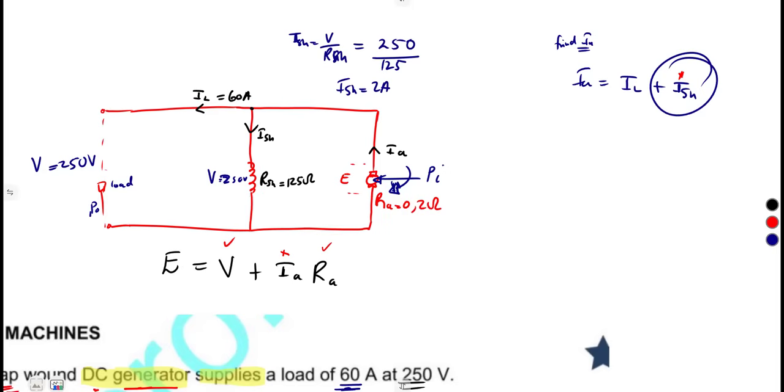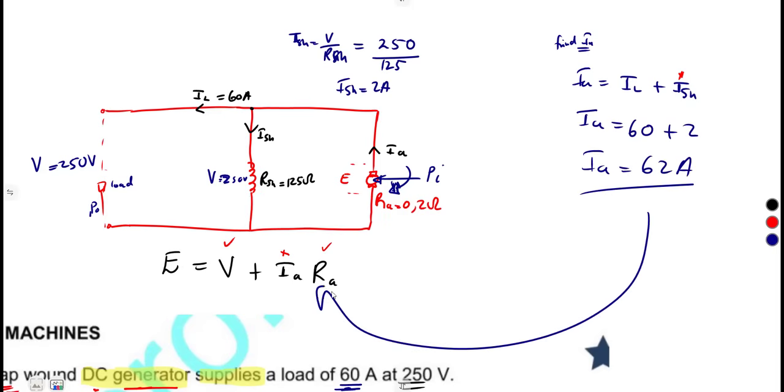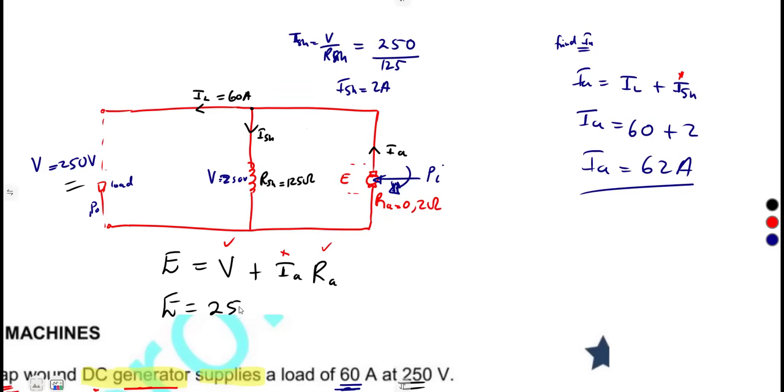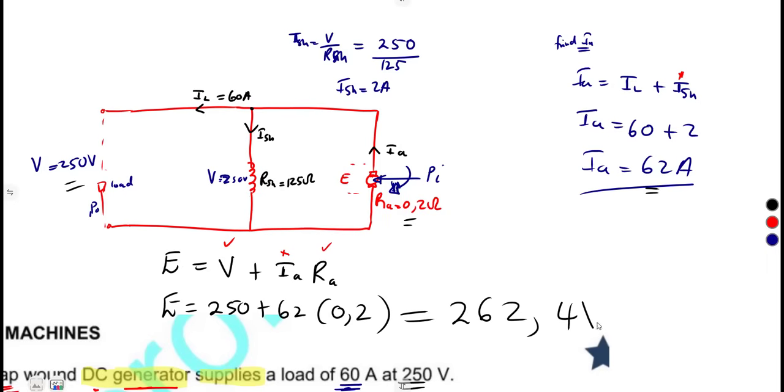So that's it here. We're going to have the armature current. The load current given 60 plus what? Plus 2. So that's the armature current, 62 amperes, which is needed here to have what? The generated EMF. So our V being 250 plus armature current, 62 times armature resistance, 0.2. That was going to give us 262.4 volts, which is our generated EMF.